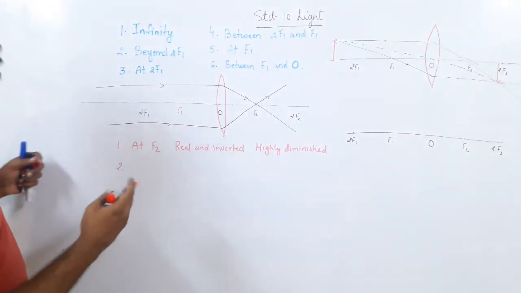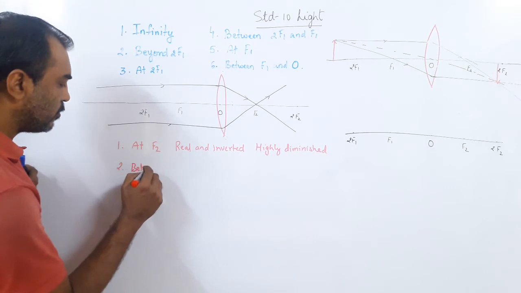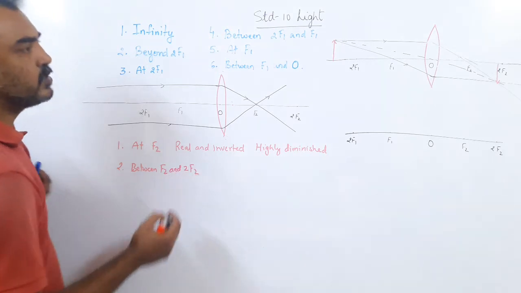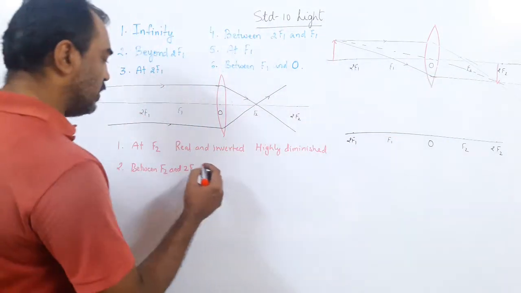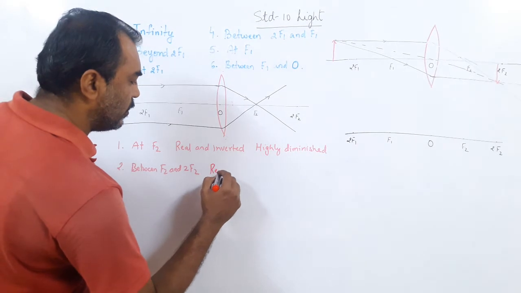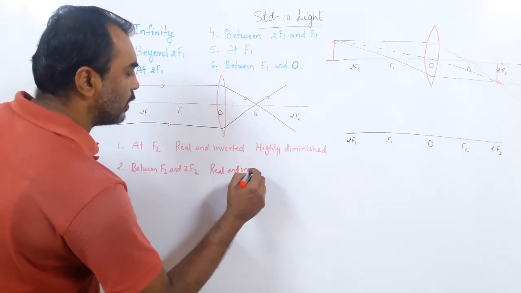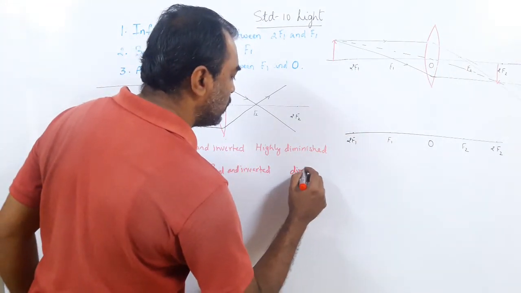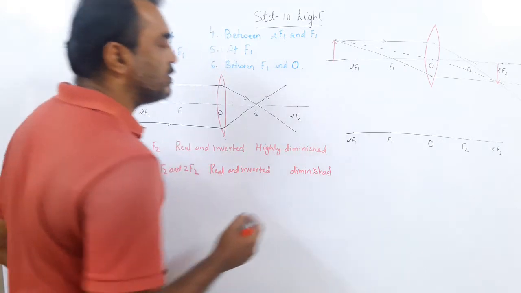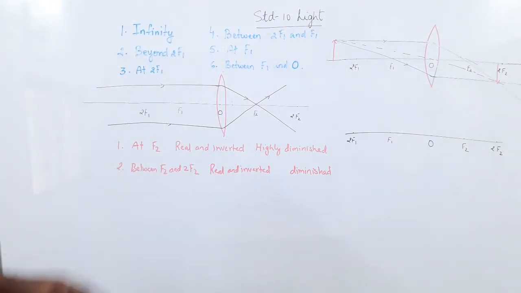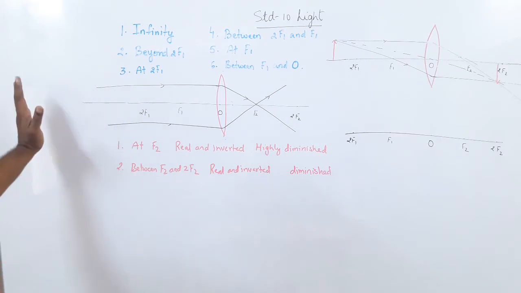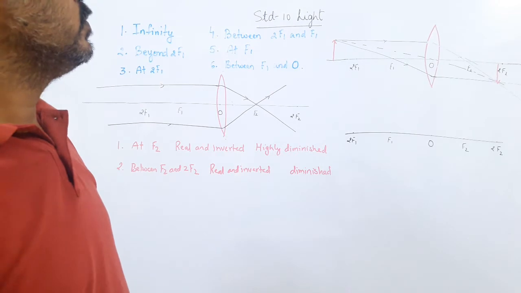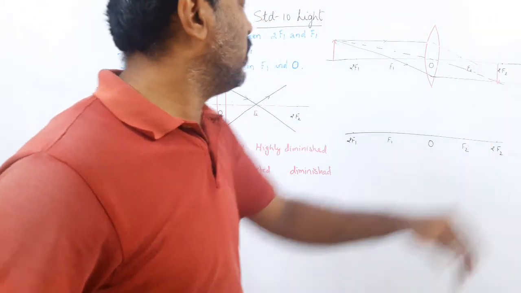So, where is the image formed? Between F2 and 2F2. Can you see? It is again real and inverted. This time it is not highly diminished, but just diminished. Smaller in size, diminished. So, at infinity it was at F2. When we brought the object near, the image has become between F2 and 2F2. We brought this object near, the image has gone a little far.